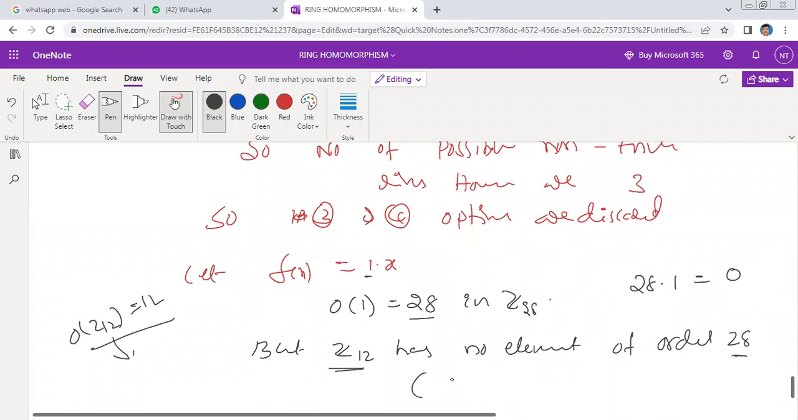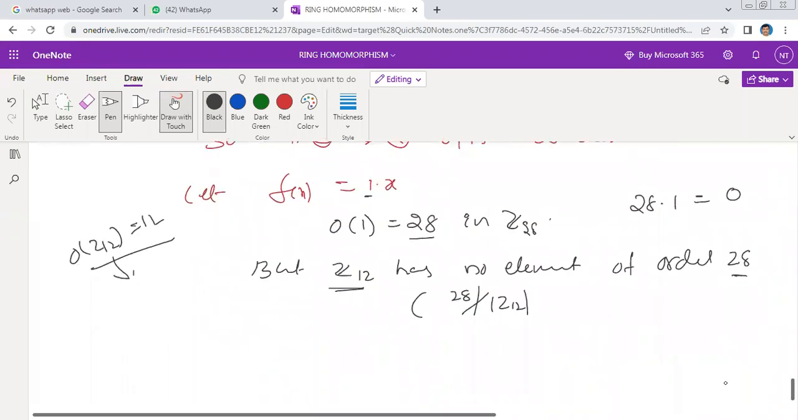Or else we can use this concept also. 28 does not divide order of Z12. Element's order divides order of Z12. ఇది డివైడ్ చేస్తలేదు కాబట్టి 28 doesn't divide order of Z12. Therefore, Z12 has no element of order 28. Okay, is it clear? సింపుల్ చూడండి, Z12 యొక్క ఎలిమెంట్స్ ఆర్డర్ 28 ఉండడానికి ఛాన్స్ లేనే లేదు.